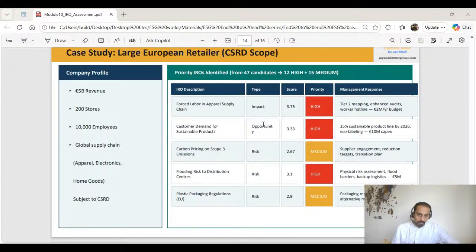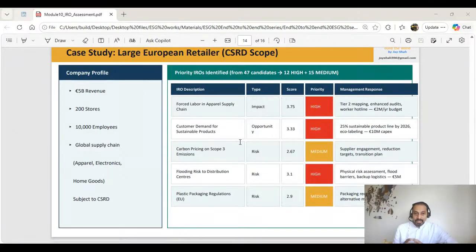And the fifth one, that is EU plastic packaging regulations. So the score is 2.9, medium priority, and likely to be enhanced, but with some timing uncertainty. And the financial impact is very manageable. So management response is like a packaging redesign program or alternative material sourcing, those kinds of things can be done.